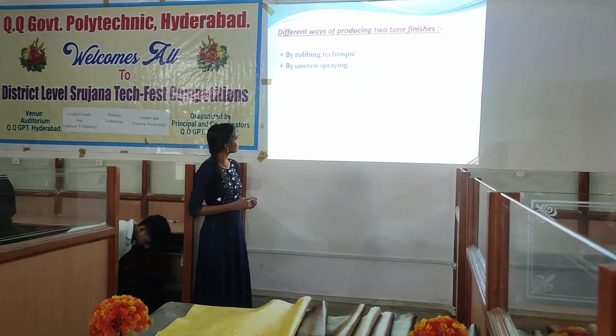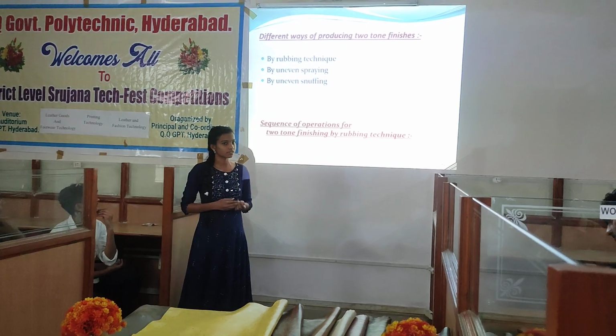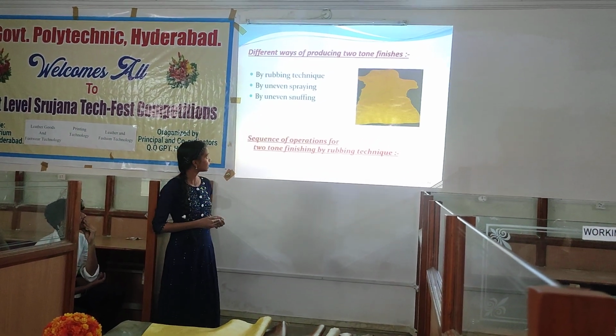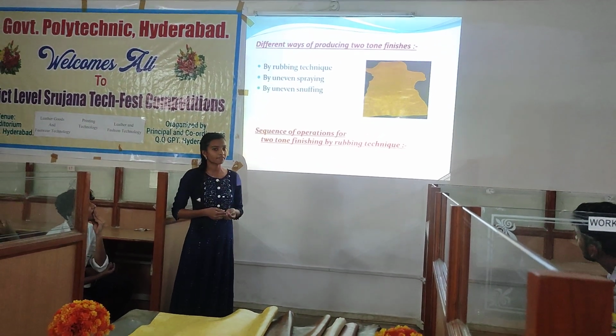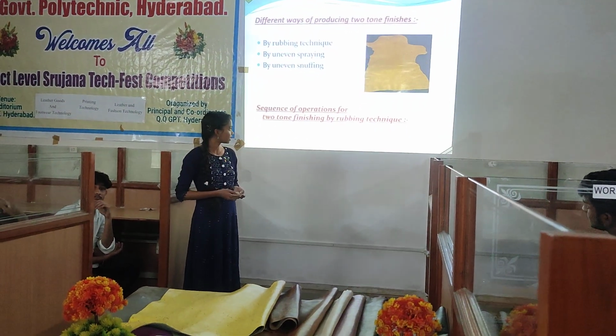There are three ways to complete the two-tone finish. One is the rubbing method, another is uneven spraying, and the third is uneven buffing. These three methods are used to complete the two-tone finishing of the leathers.